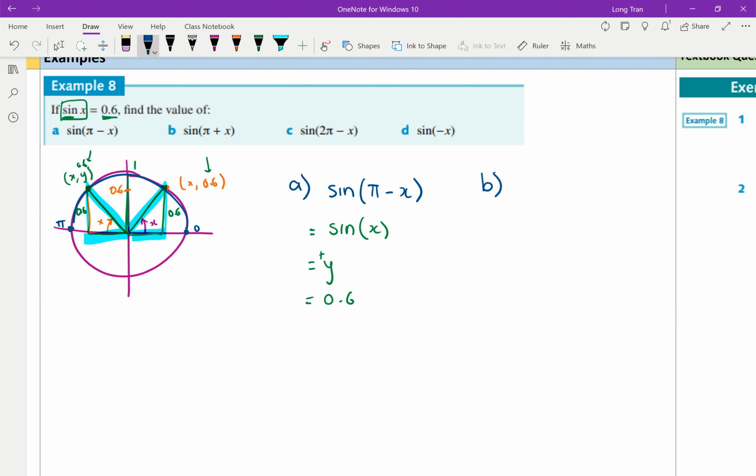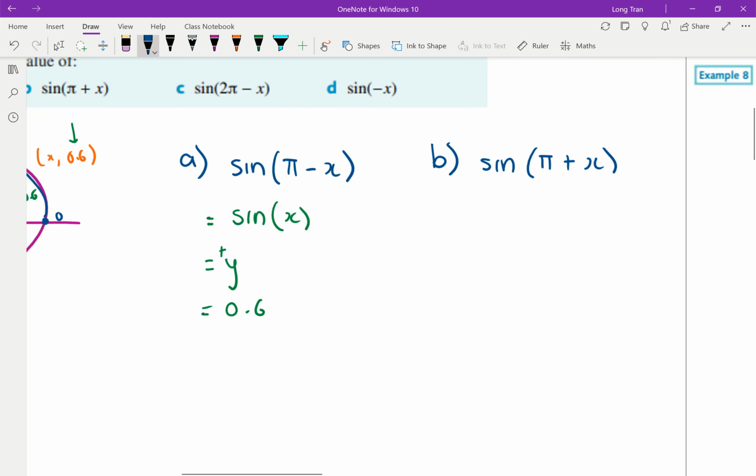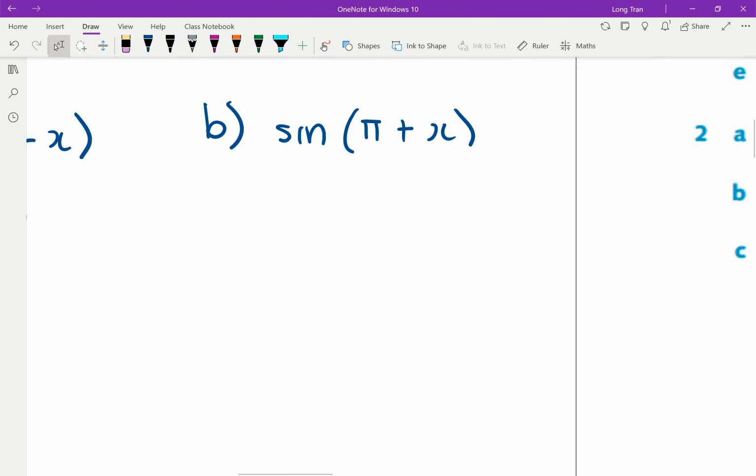So let's do B. We want sine of pi plus x. Again, let's draw the unit circle to get our head around this. I'm going to draw the unit circle.